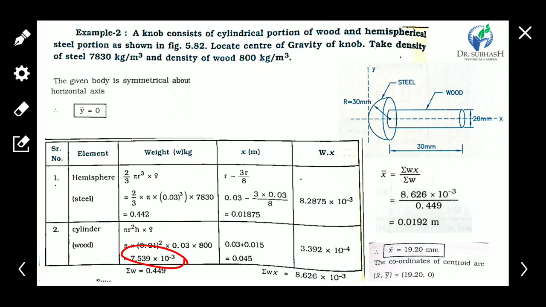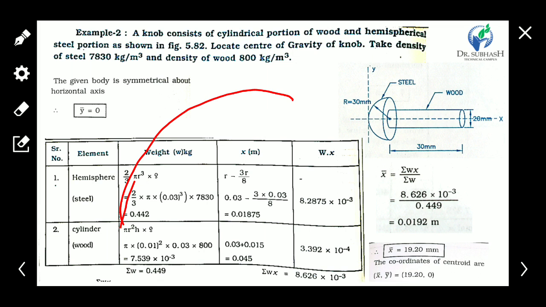Now we have to calculate the x bar for these two elements, so individually we have to find x bar. For that, first consider the hemisphere. The CG of the hemisphere, the distance to the base, is 3r upon 8. So the total distance from base to top of the hemisphere is r.